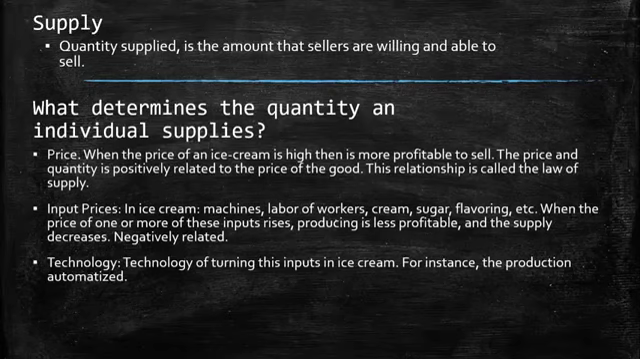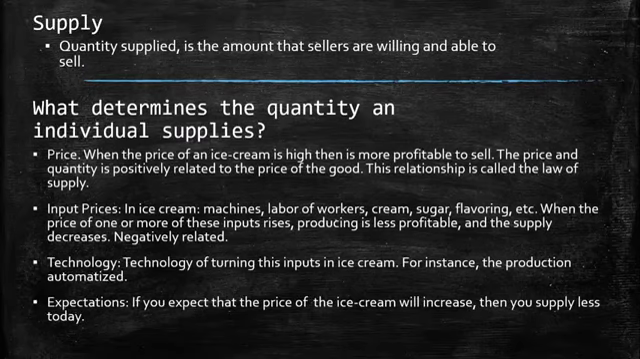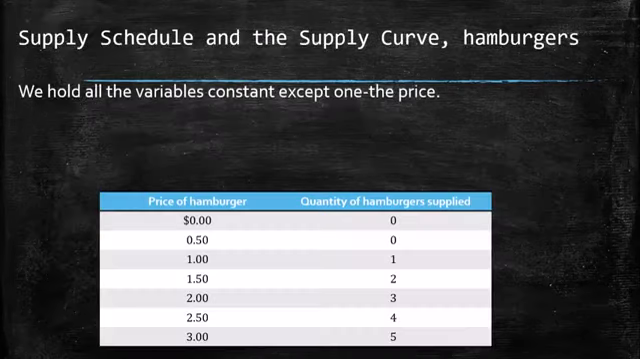The other case is technology. So imagine, for example, the process of producing ice cream is automated. It's going to be a big saving in time, so this is going to be an improvement. Okay, so the supply is going to shift. It's going to change. Then expectations. If the suppliers expect that the price of ice cream will increase, then they supply less today because they know that tomorrow there is going to be an increase in the price.